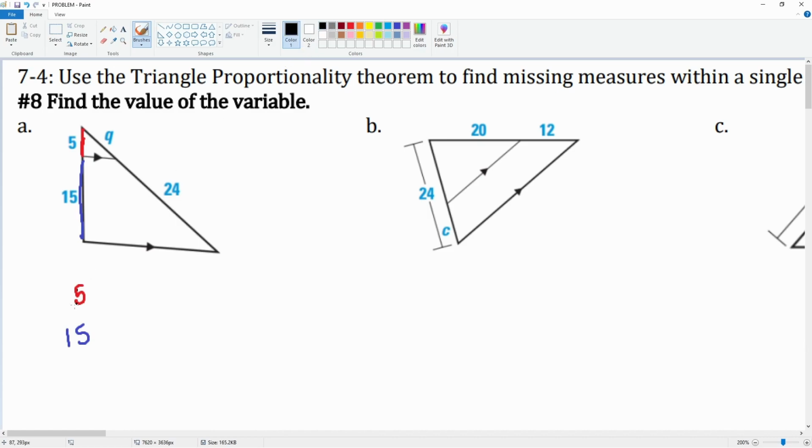And that's going to be equal to the other side, which is going to be red right here for the Q, over the blue, which is the 24. All right, that's your left side ratio, 5 over 15. Your right side ratio is Q over 24. Now you can cross multiply and then solve.